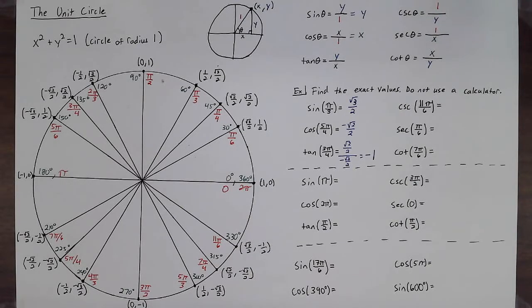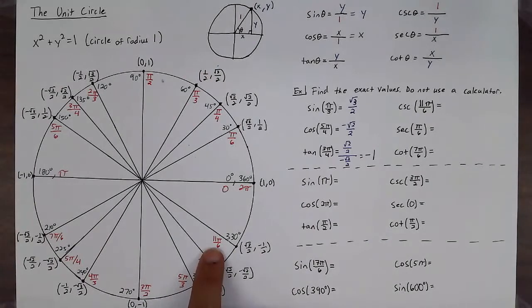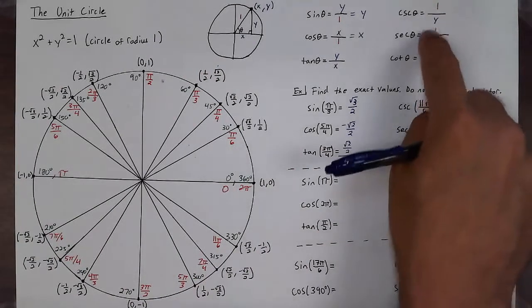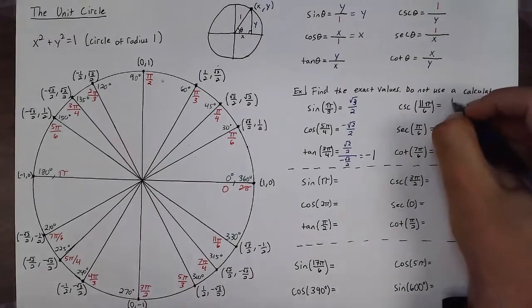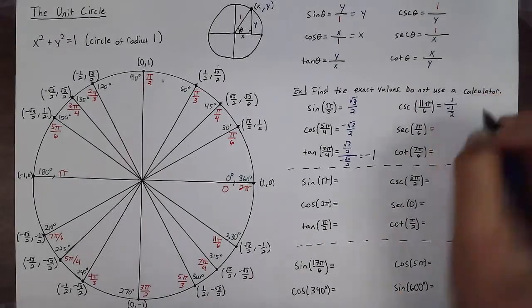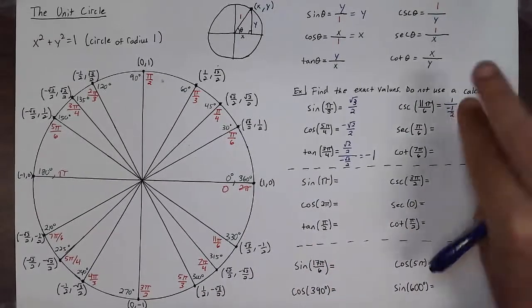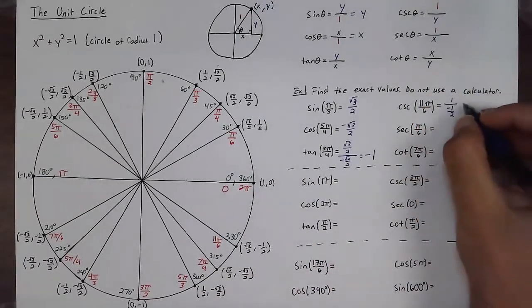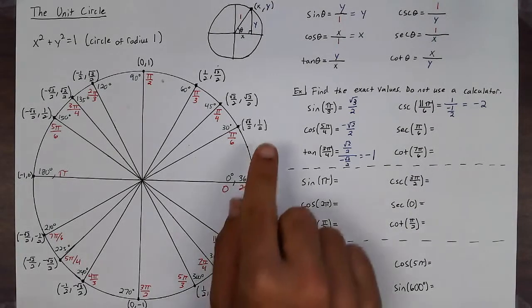Now for cosecant of 11 pi over 6, I would rotate until I found 11 pi over 6. Cosecant is 1 over y, so it'll be 1 over negative 1/2, since that's the y coordinate of 11 pi over 6. Now you're dividing by a fraction, so you're just going to be taking that reciprocal, and that'll give me the value of negative 2.